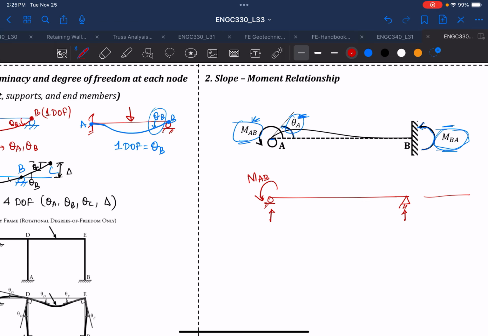If you remember, because this will cause a negative bending moment to the beam, your bending moment diagram will be a negative one, which is MAB, and we can divide that, assuming that EI is constant, so that will be your bending moment diagram.